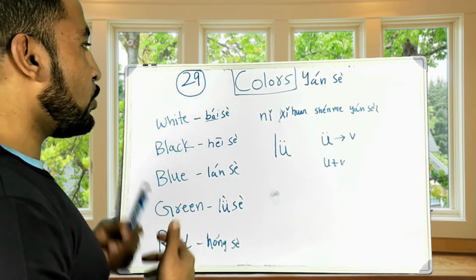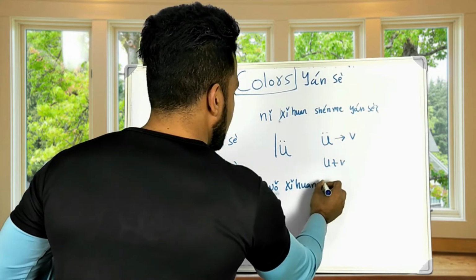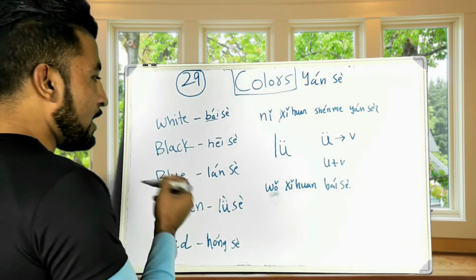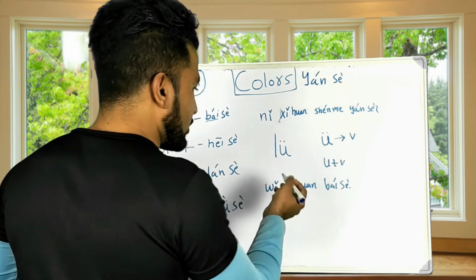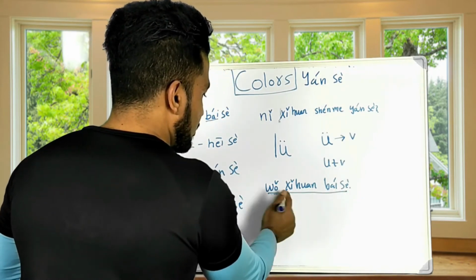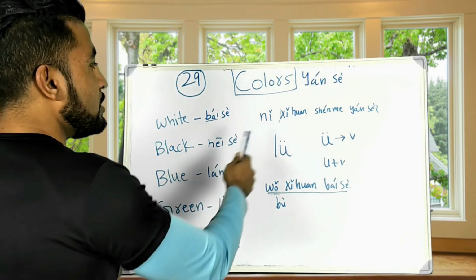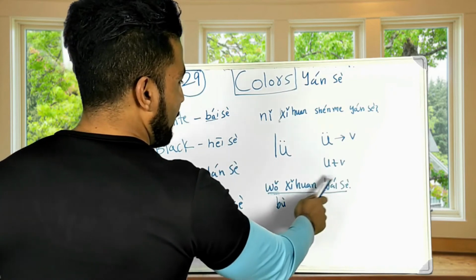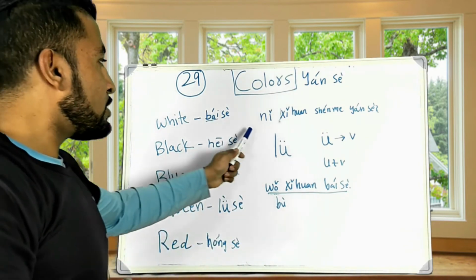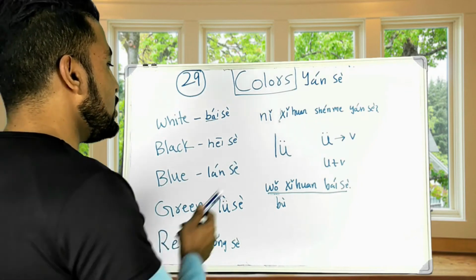If you ask anyone 你喜欢什么颜色? What type of color do you like? The answer could be white. 我喜欢白色. I like white color. For like and don't like, if I don't like, I will say 我不喜欢. For this sentence I use another character, 不, for not. 你喜欢什么颜色? 我喜欢白色. Or 我不喜欢白色, 我喜欢黑色. I like white color. I don't like white color. I like black color.